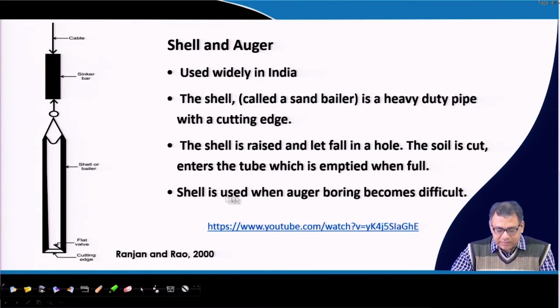And this shell is used when the auger boring is very difficult. Otherwise we can go for the auger. Where the auger boring is difficult, then you will go for the shell.